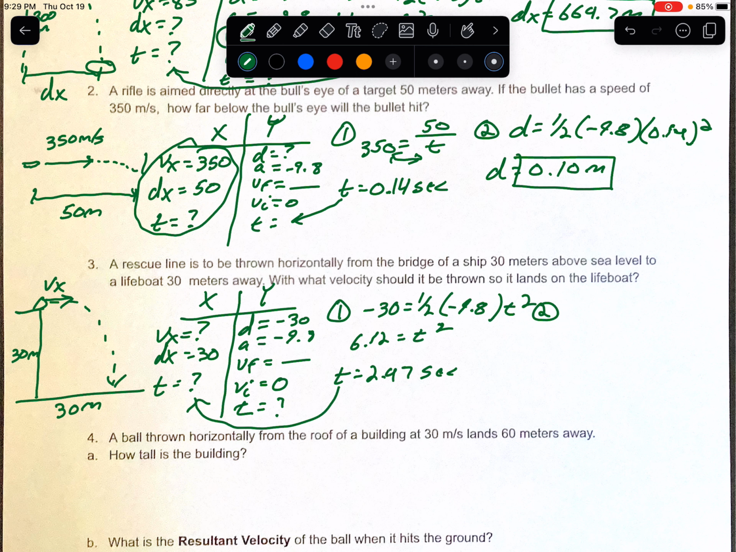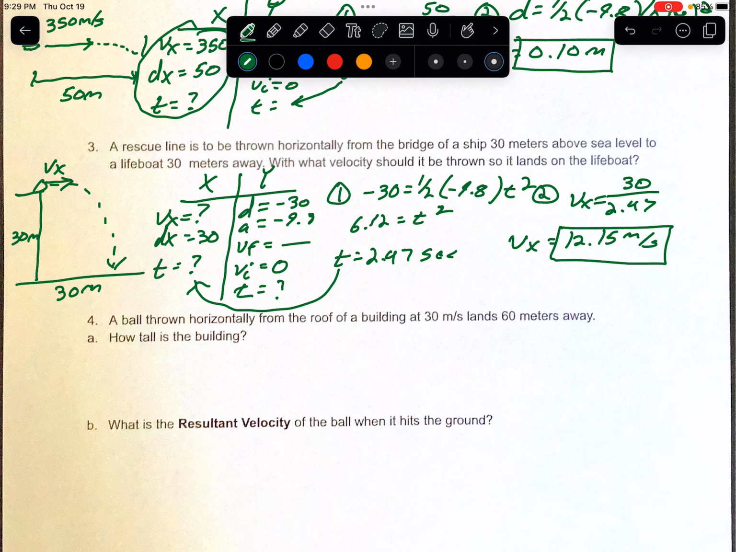So step 2 is we're going to do v equals d over t. So Vx we don't know. Dx is 30, and our time is now 2.47. So divide those, and you're going to get a horizontal velocity of 12.15 meters per second.